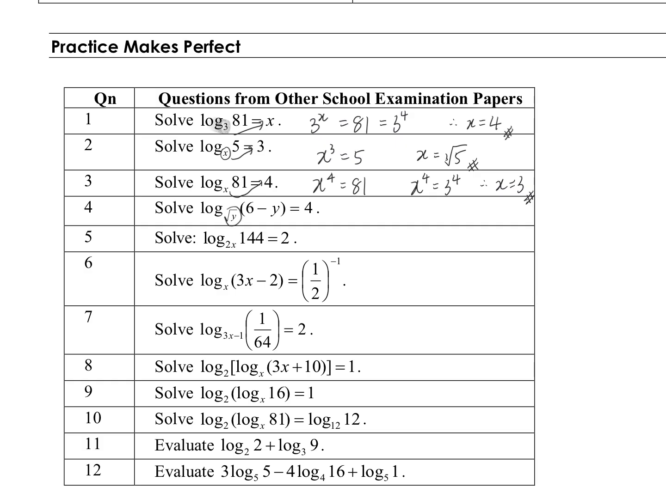Here, y, I push this up. So square root of y, I power 4 it. It should give me 6 minus y. Square root is power half, half times 4 is square. So y squared is 6 minus y. You change it to a quadratic. So (y plus 3)(y minus 2). So you get 2 solutions.